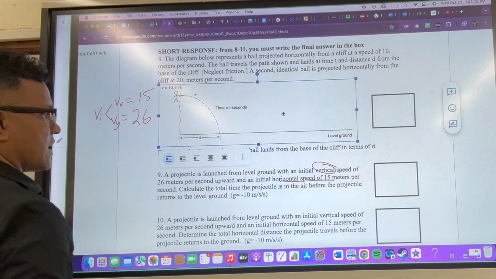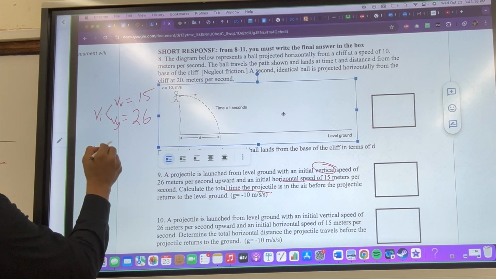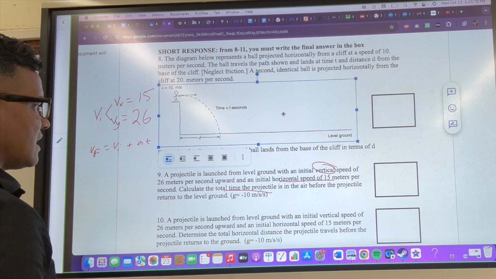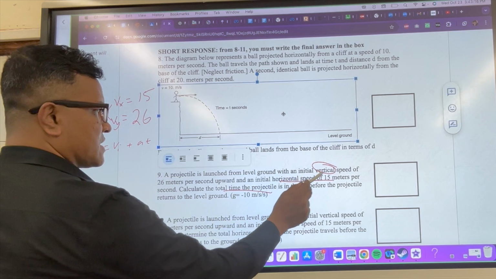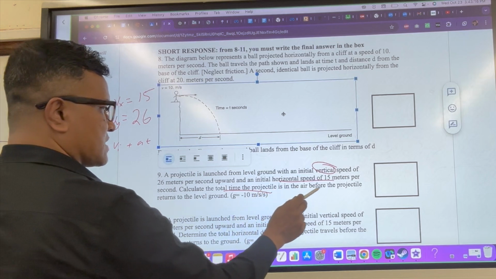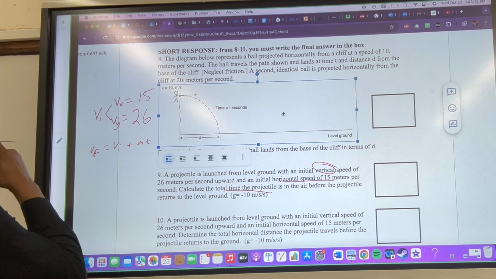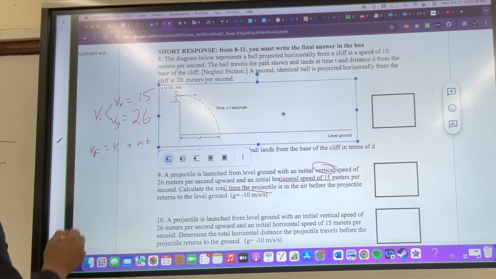Okay, so what are you trying to find? The time. So if you want to find the time, Vf is equal to Vi plus At, and that gives you the time. A projectile is launched from level ground with an initial vertical velocity. Calculate the total time the projectile is in the air.